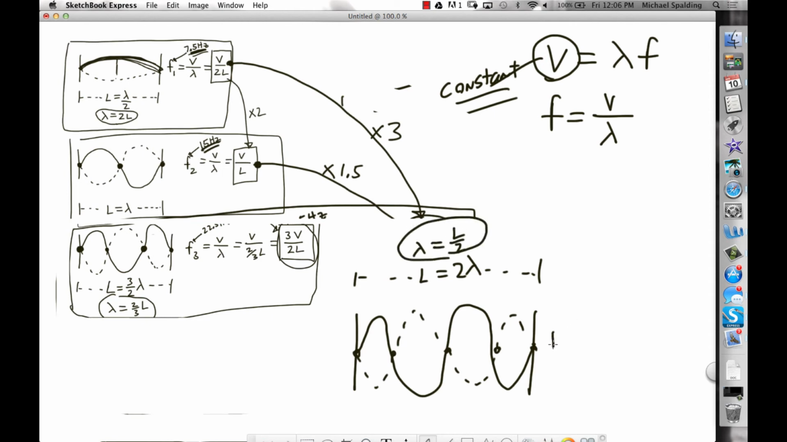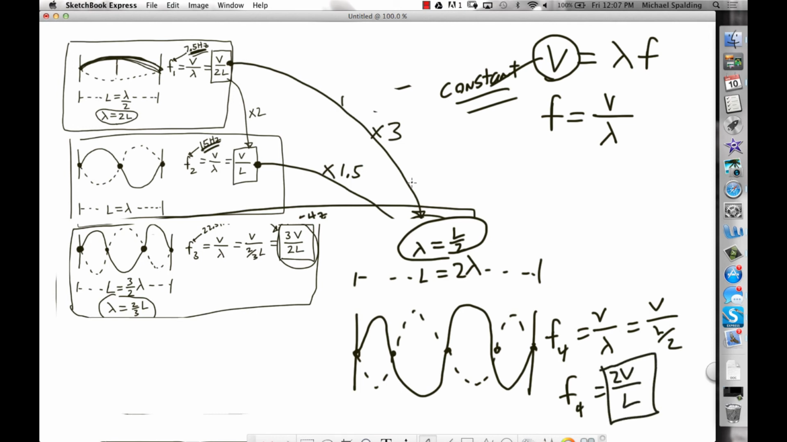So let's figure out the fourth harmonic. We go V over lambda, but lambda is L over 2. So the fourth frequency is 2V over L. Am I breaking your brain? So let's compare this to the second. So what was the second harmonic? V over L. This is 2V over L.